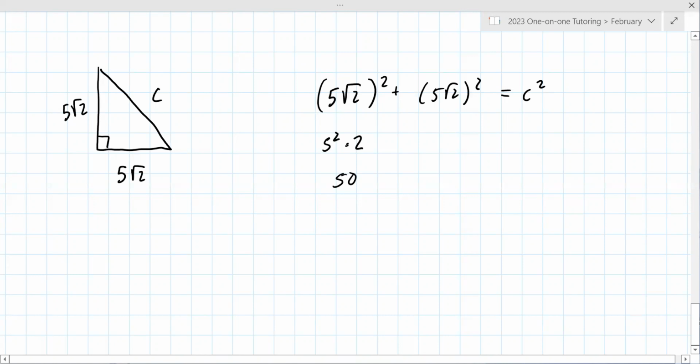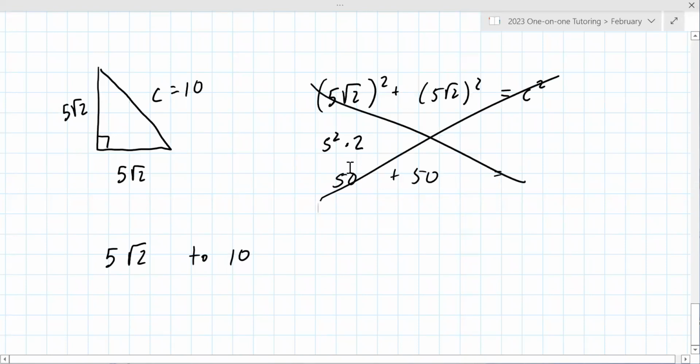Okay, 50 plus 50 equals 100. And the square root of 100 is 10. That's right. So c is 10. Yep. So the question is, how do you go from 5 square root 2 to 10? Imagine you don't do this on the right.